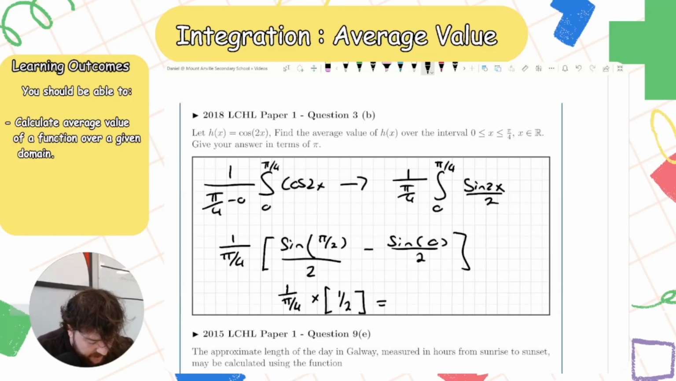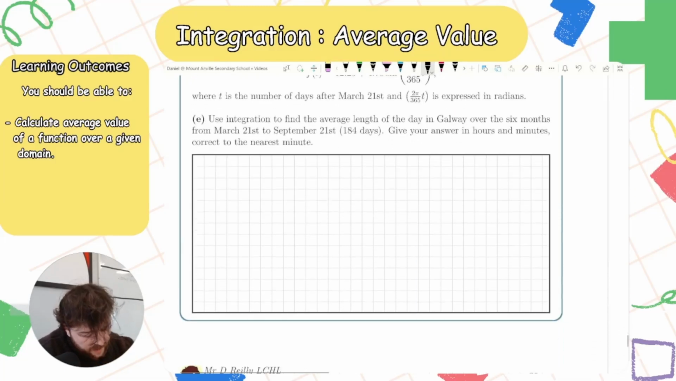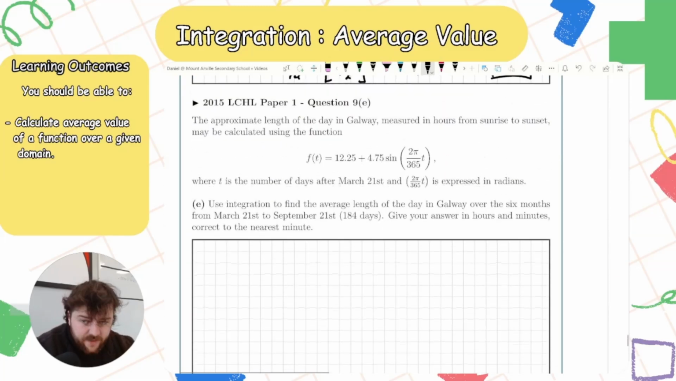So it says give your answer in terms of pi. So this would be pi over 4 times, nope, this would be 4 over pi times a half, which is just going to be 2 over pi. That's my answer there. And finally, the last one here, 2015.